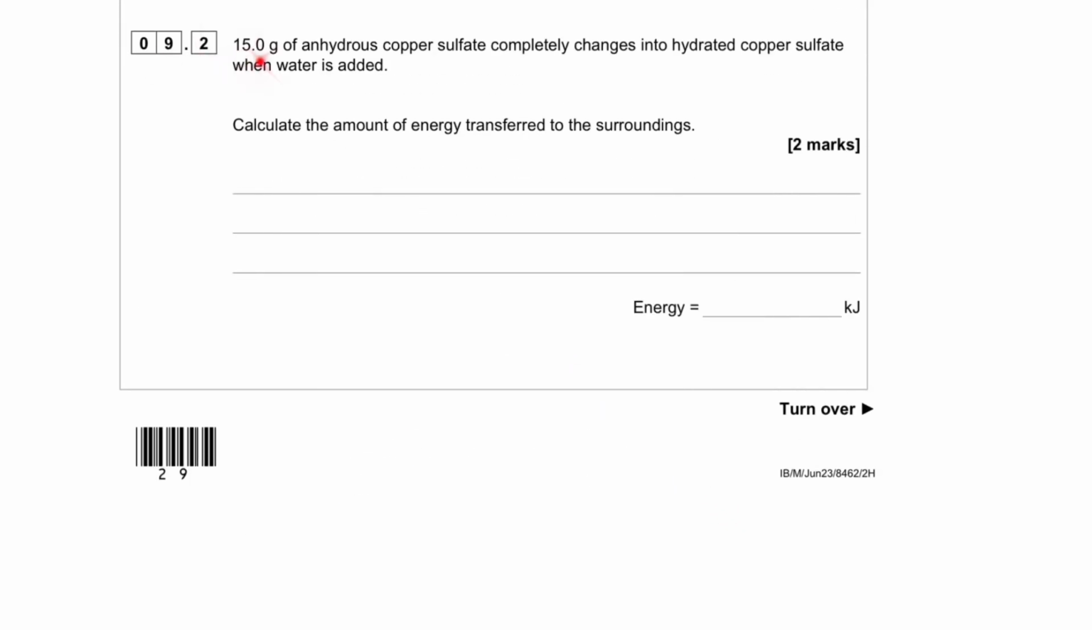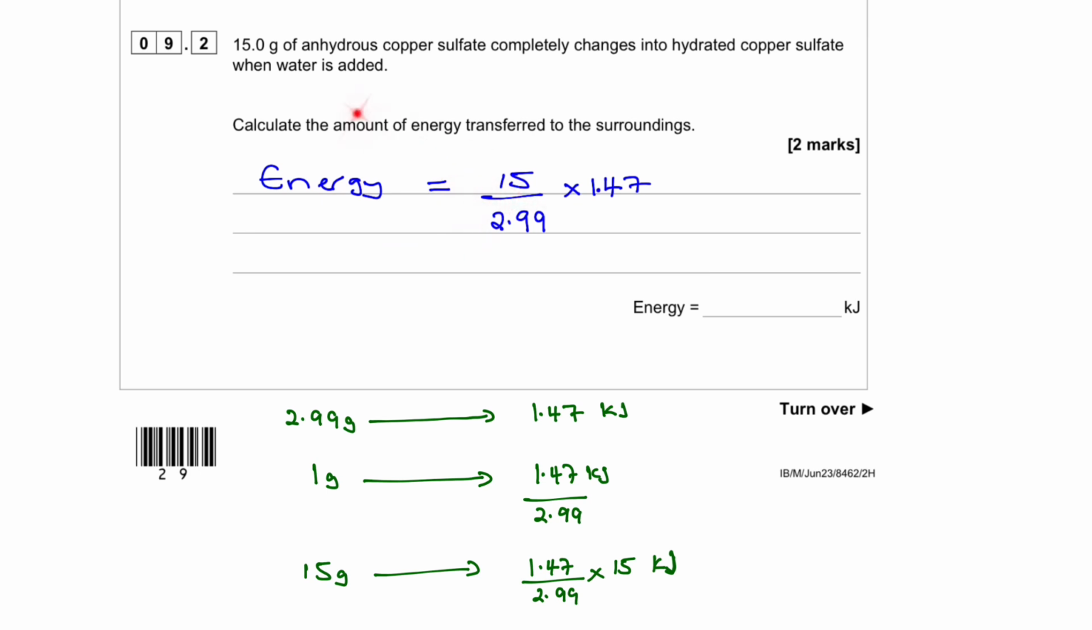Question 9.2. 50 grams of anhydrous copper sulfate completely changes into hydrated copper sulfate when water is added. Calculate the amount of energy transferred to the surroundings. Well, in this case, the energy is going to be the 50 grams of anhydrous copper sulfate divided by the mass of the anhydrous, 2.99, times the energy that was taken in from the surroundings, 1.47, and that would be 7.37 kilojoules. And so the amount of energy transferred to the surroundings will be 7.37 kilojoules.